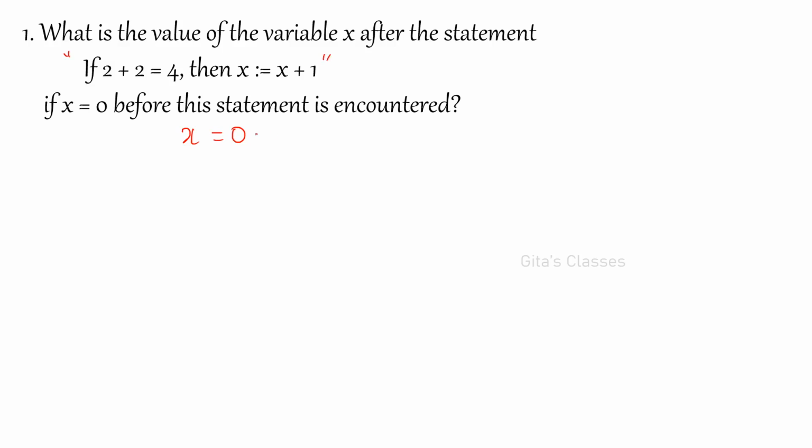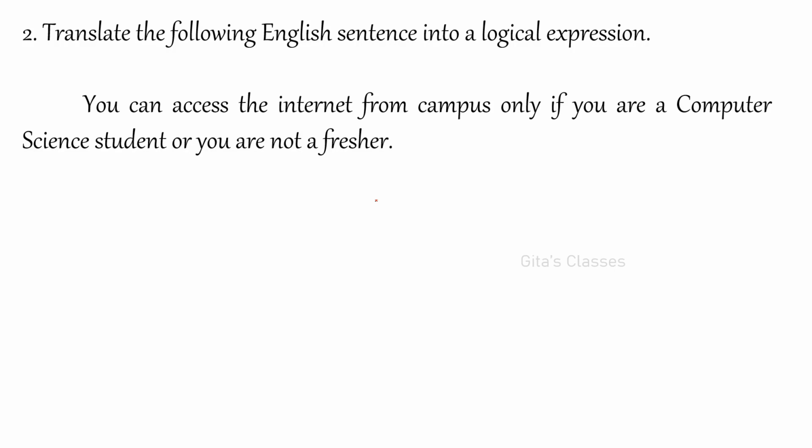Okay, so x is equal to 0, and if this is true, 2 plus 2 is equal to 4. So you have to check this condition. What is the answer for this? True will be assigned for this statement. Yes, we know that 2 plus 2 is equal to 4. If this is true, what is to be done now? x should be replaced by, what is the previous value now? 0. It should be replaced by 0 plus 1. So the new value of x is equal to 1. This is the answer. Now you can expect, even for the university exam, these kinds of questions.